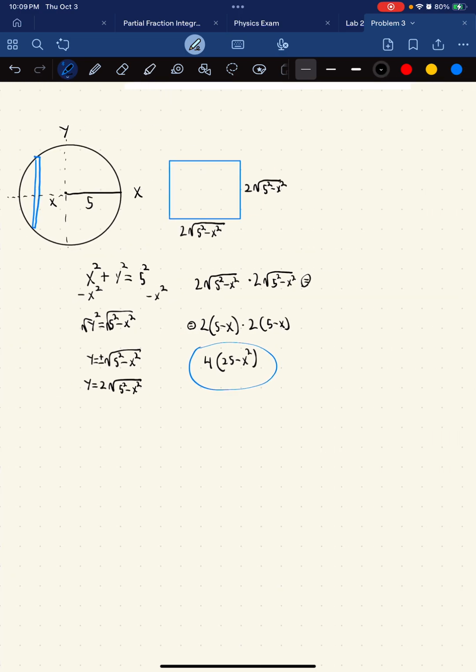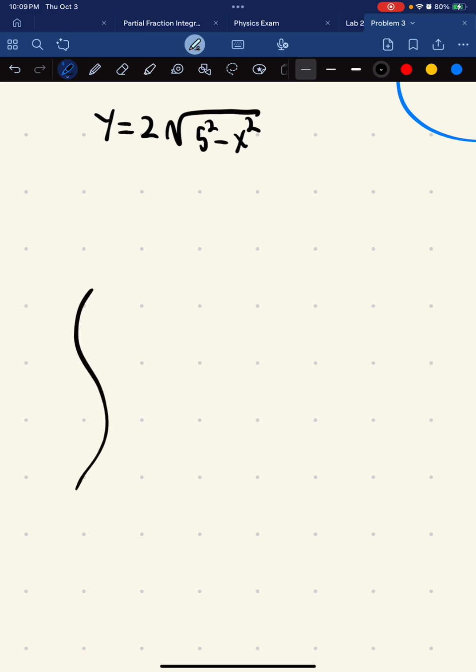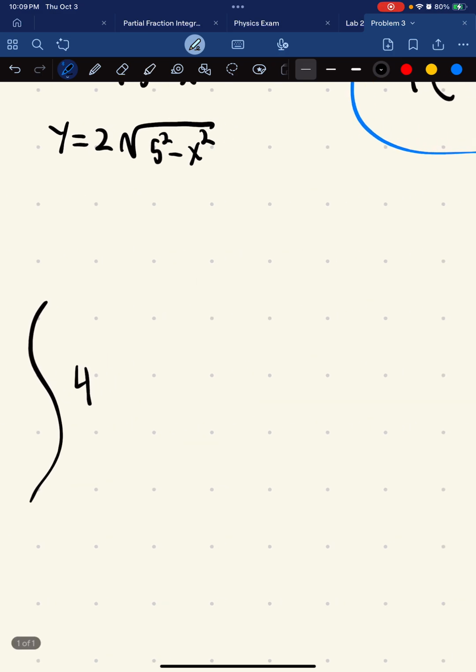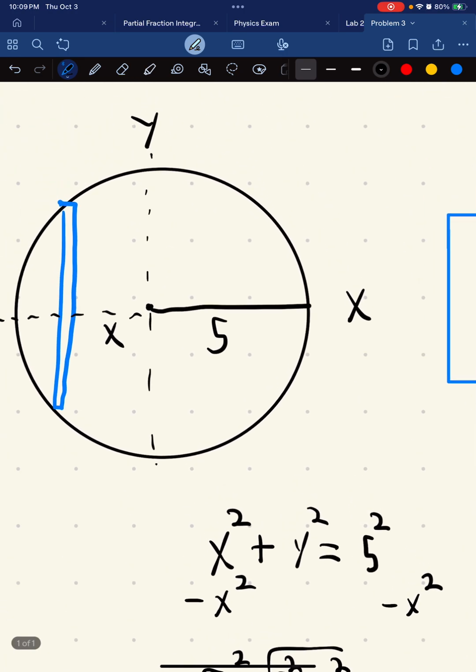But we want to find the volume. So to find volume, you have to take infinitely many slices. To do that, we're actually going to use an integral. And we know that the area of one of our slices is 4 times 25 minus x squared. But now we need the bounds that we're going to evaluate with. And so we're going to look back at our diagram.